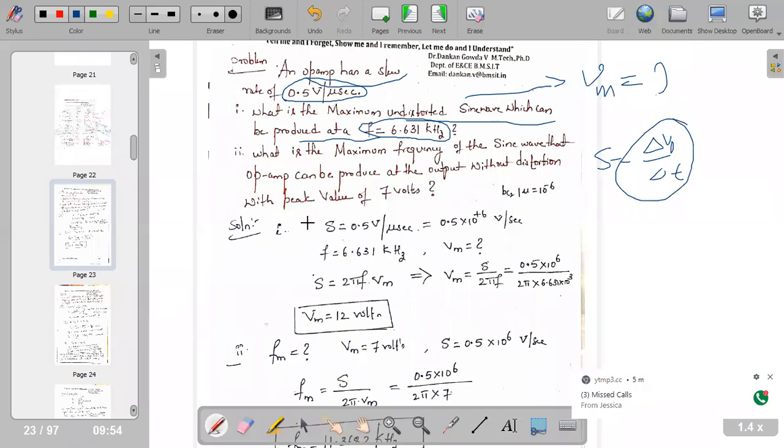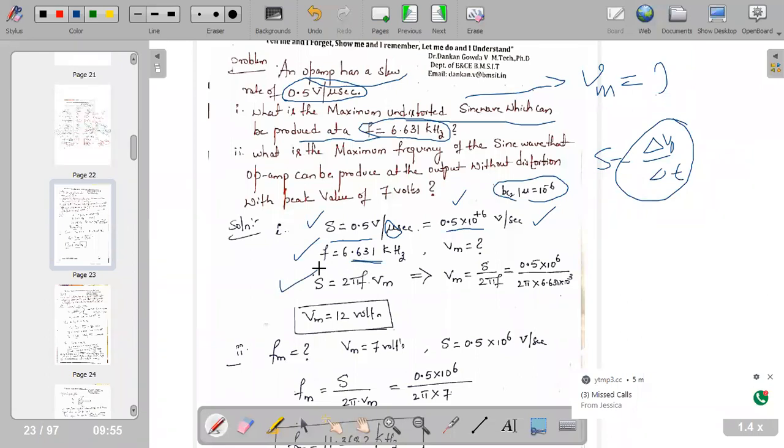So from this we know what is given. The S value is given as 0.5 volt divided by microsecond, which is the same as 0.5 into 10 power minus 6 taken to the numerator, that becomes 0.5 into 10 power 6 volt per second. What is the frequency value? The given frequency value is 6.631 kilohertz.